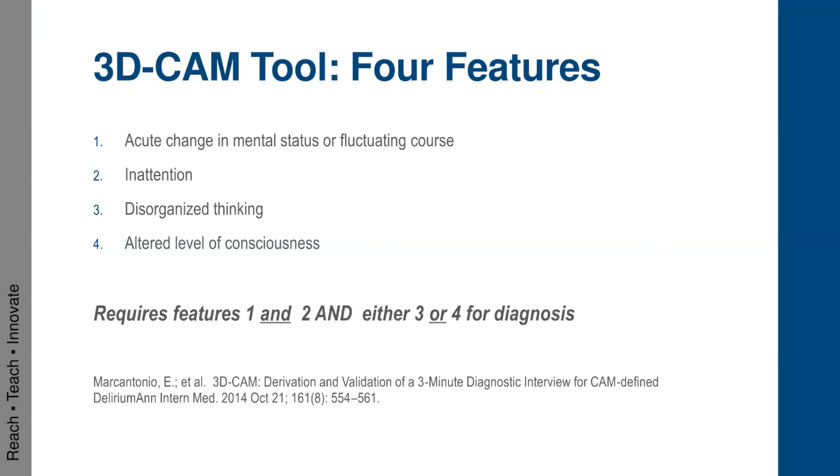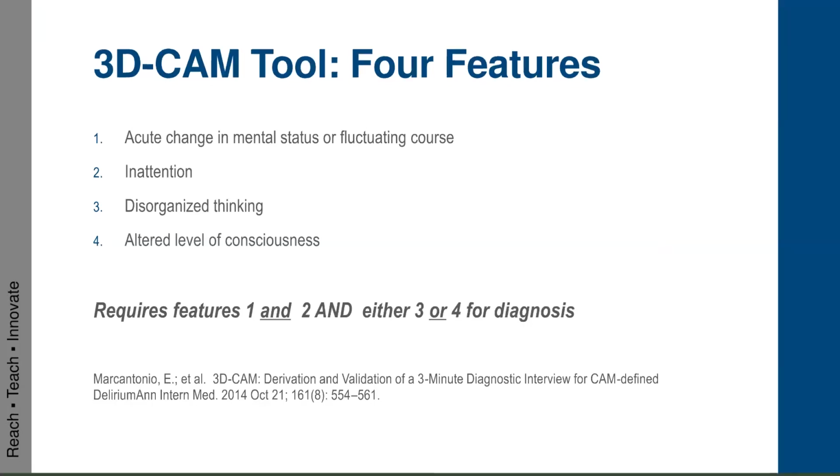The second feature that must be present is inattention, with some type of attention testing, as was mentioned in the 4AT, for example, perhaps saying the months of the year backwards, days of the week backwards, or other tests. The third feature is disorganized thinking. This may include some of the psychotic features like hallucinations or delusions, but it does not have to include that. And then the fourth is an altered level of consciousness, so being too sleepy or too hypervigilant or too hyper alert. So for the CAM tool, require features 1 and 2 and either 3 or 4.